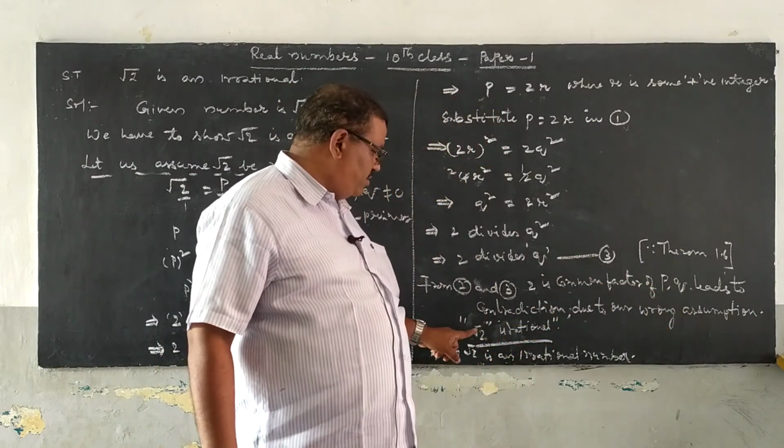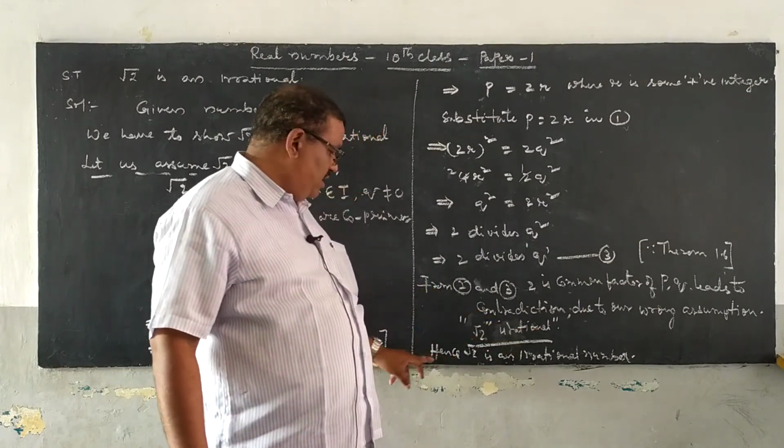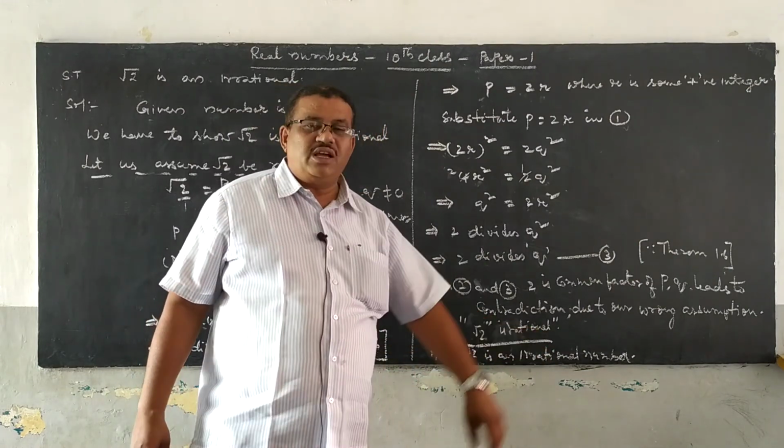What is the wrong assumption? Root 2 is rational. Hence, root 2 is an irrational number.